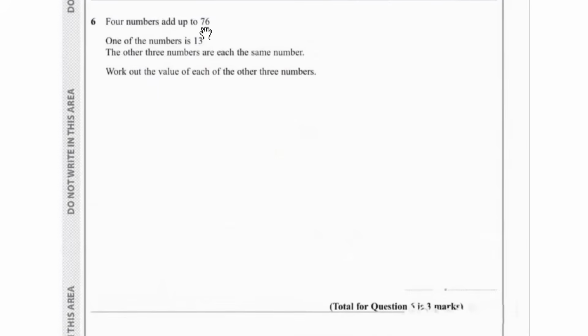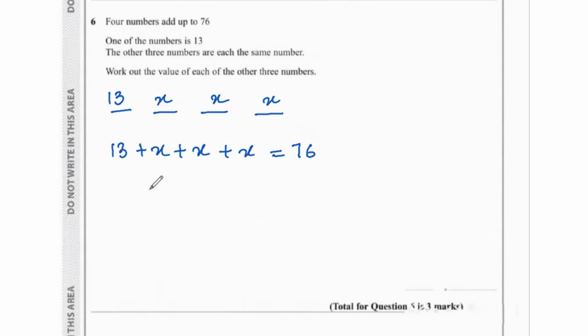Then question 6 says 4 numbers add up to 76. One of the numbers is 13. The other 3 numbers are each the same number. Work out the value of each of the other 3 numbers. So we have 4 numbers, 1, 2, 3, 4. One of the numbers is 13 and the other 3 numbers are each the same number. So x, x, and x. They're the same. So when we add them up, 13 plus x plus x plus x equals 76. So x plus x plus x is 3x, plus 13 equals 76.